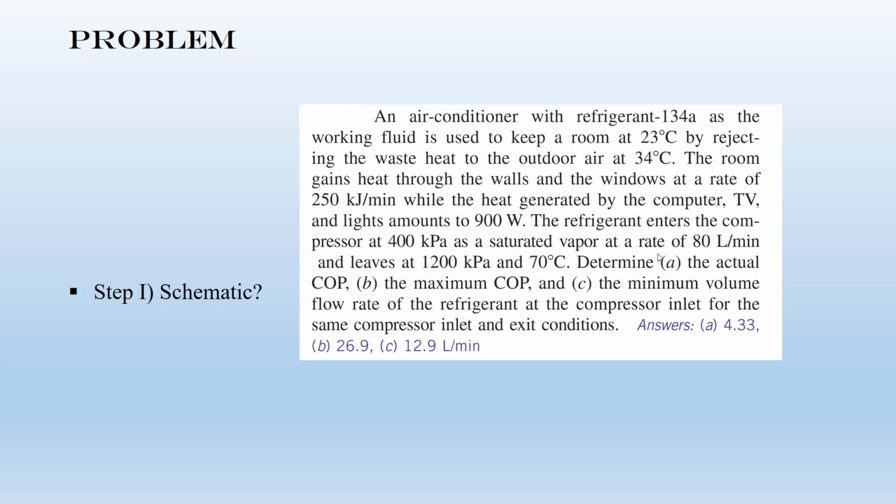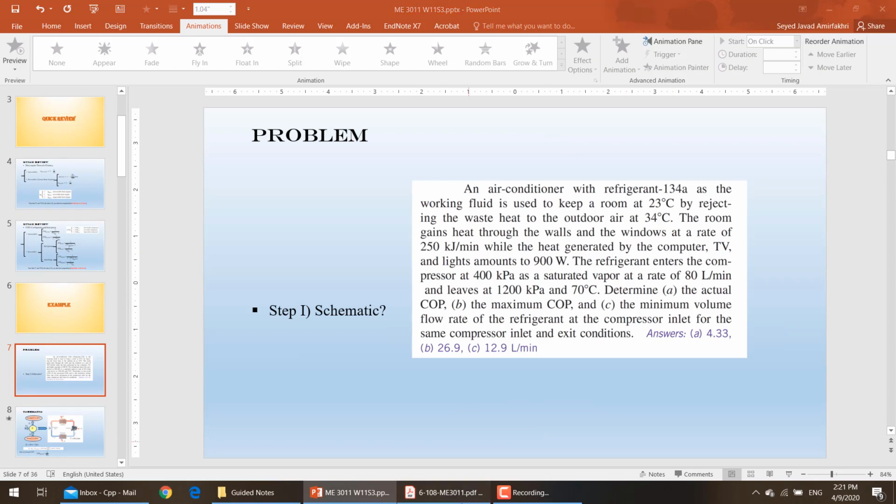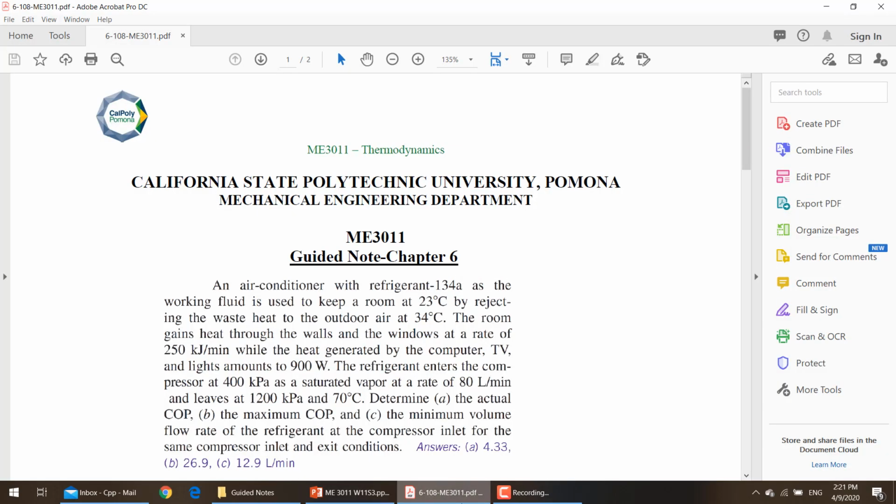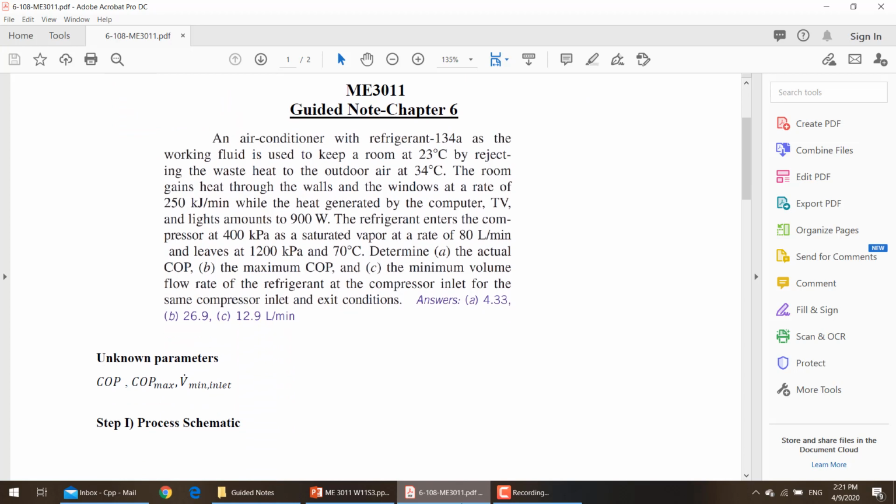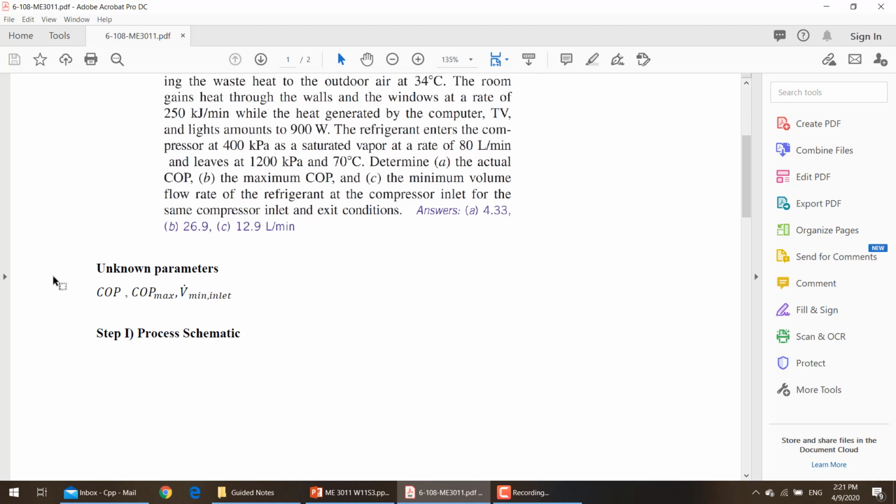So please open the handout that I shared on the blackboard, and here you can see the handout. As a first step, this is the unknown problem. As I already mentioned in my previous lecture, it's a good idea to draw a simple schematic of the process. I didn't show the schematic of this process. I just want to make sure that you guys can draw a simple schematic for this problem, and also for the other problems in this chapter.